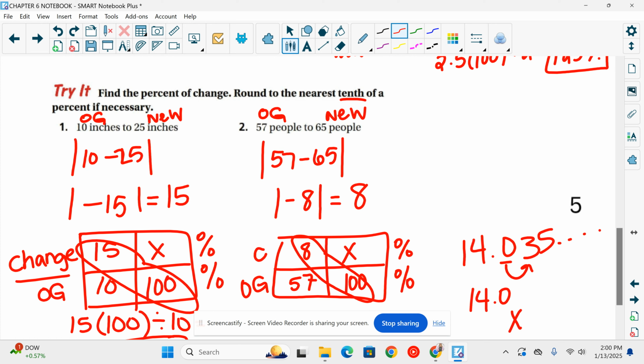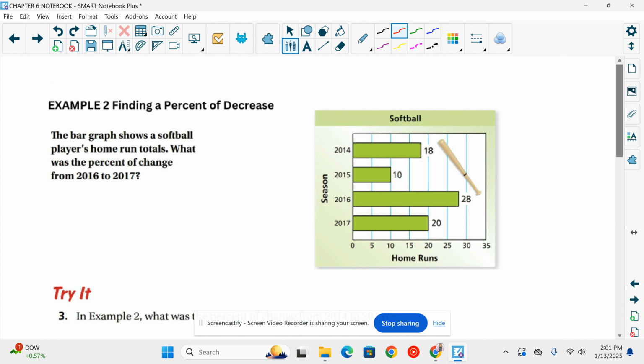Now because we rounded it, it's not equal, it's not exact, it's approximately 14%. You need a little squiggly line. It's similar, but it's not exactly 14%. It's really, really close, but not exact. Okay, so let's turn the page and look at example 2 on page 6.